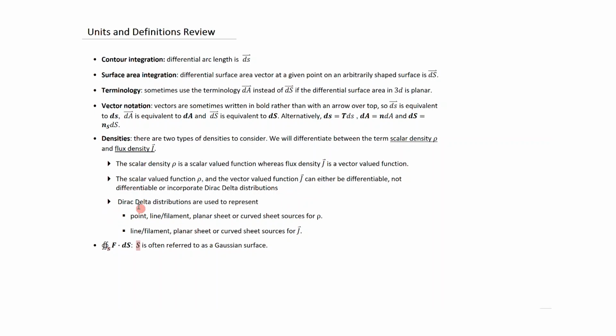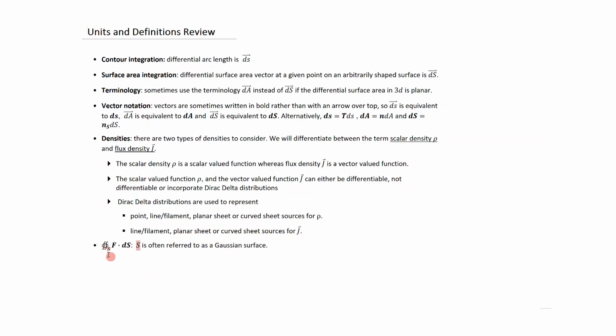So what are Dirac delta distributions used for? They are used to represent point, line, or filament, planar sheet, or curved sheet sources for the charge density. Or they represent line, filament, planar sheet, or curved sheet sources for current flux densities. So this would be for the case of applying the divergence theorem. This is the case for applying Stokes' theorem.